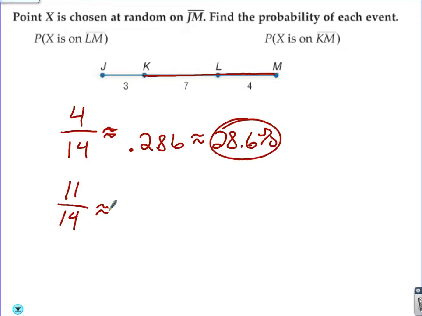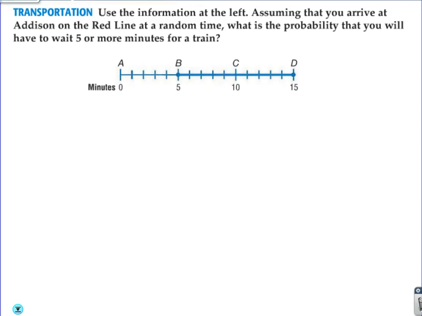That'll work that last one out. Yeah, KM, okay. 11 out of 14, which is about 0.785, to three decimal places, which is about a 78.5% chance of that happening. Pretty likely. If you choose a point, what's the likelihood that it's going to be a point that is on KM? Pretty likely. Nearly 80% chance of that happening.